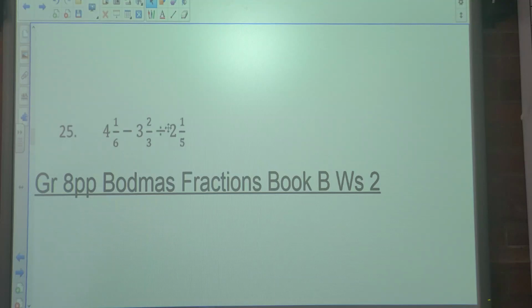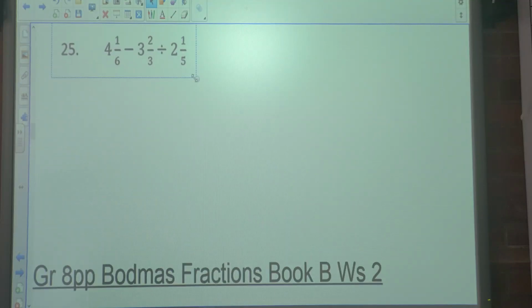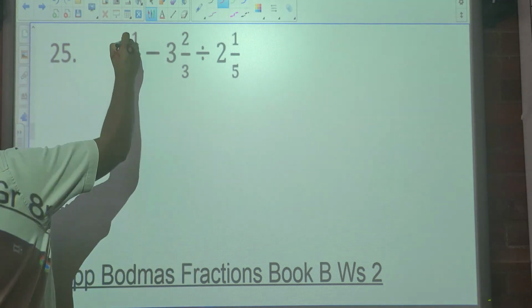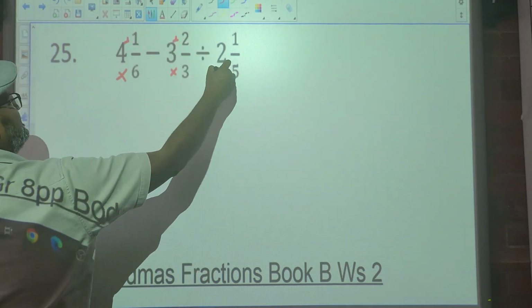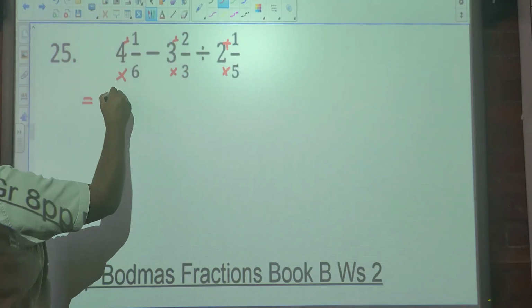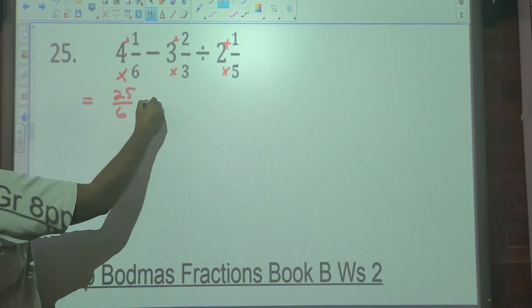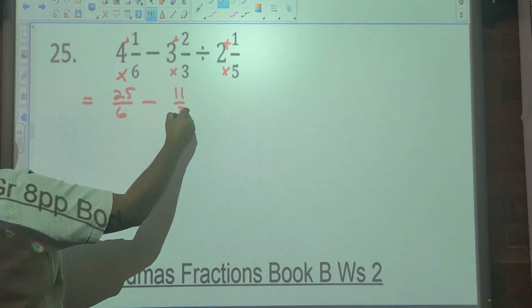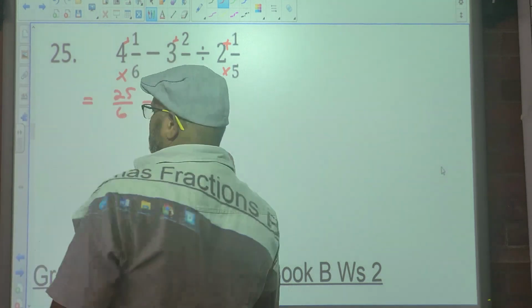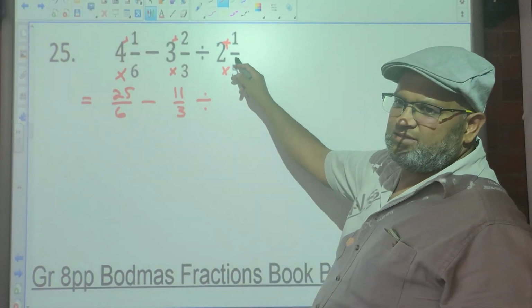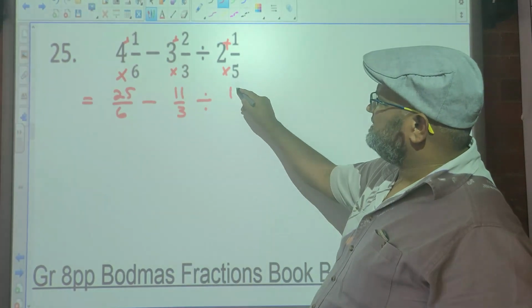And 25. Again, change to improper fractions first. So as you can see, the sums are getting a bit bigger. Not so? So 6 times 4 is 24 plus 1 is 25 over 6 minus 3 times 3 is 9 plus 2 is 11 over 3 must be divided by 5 times 2 is 10 plus 1 is 11 over 5.